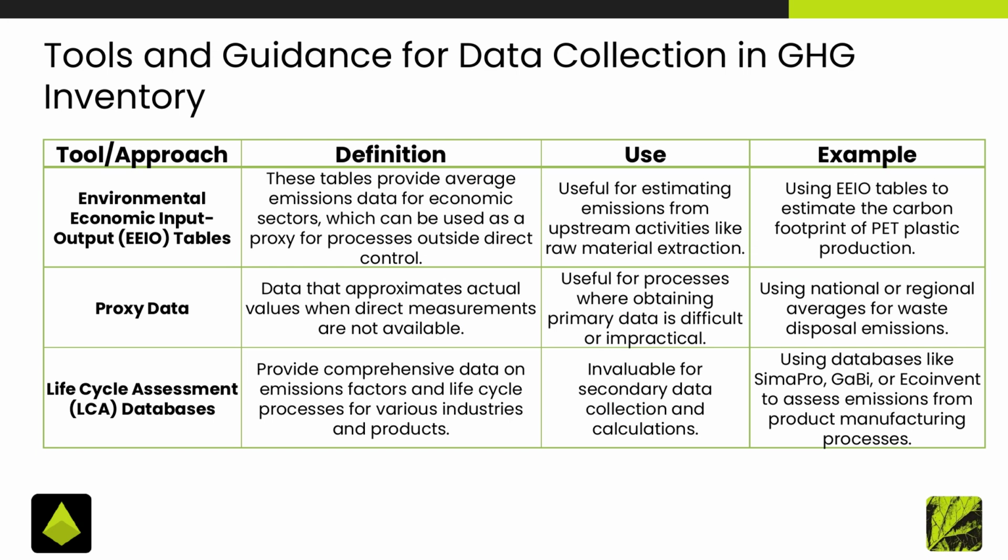Environmental Economic Input-Output, or EEIO tables, offer average emissions for entire economic sectors. They're useful for estimating emissions from upstream activities like raw material extraction, such as the carbon footprint of PET plastic production. Proxy data approximates actual emissions, helpful when primary data is hard to obtain. This is useful in areas like regional averages for waste disposal emissions.